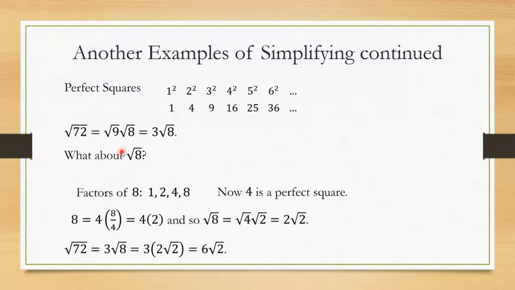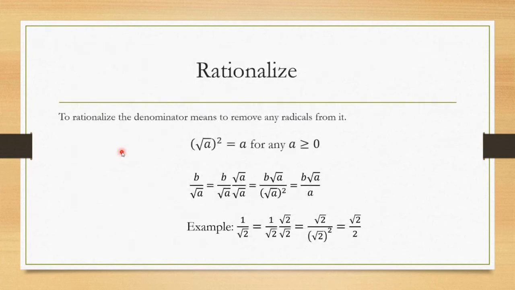Okay, let me do one more thing, then I'll give you guys another worksheet to do. Rationalizing a denominator just basically means you don't want any radicals in the denominator.